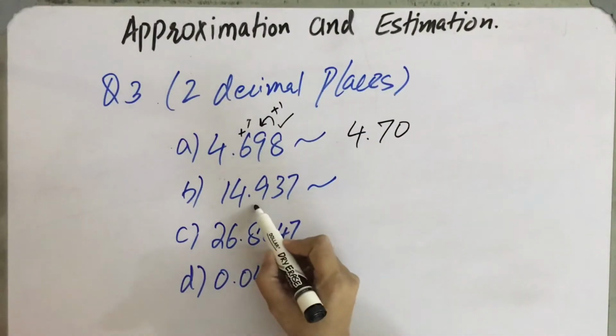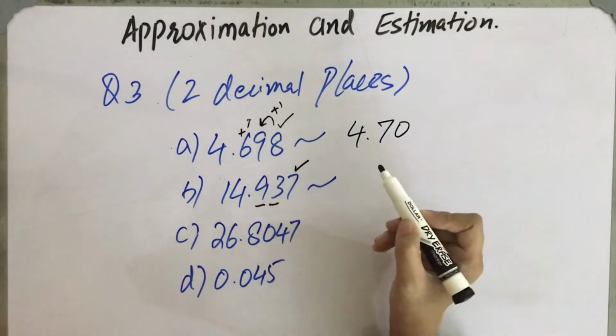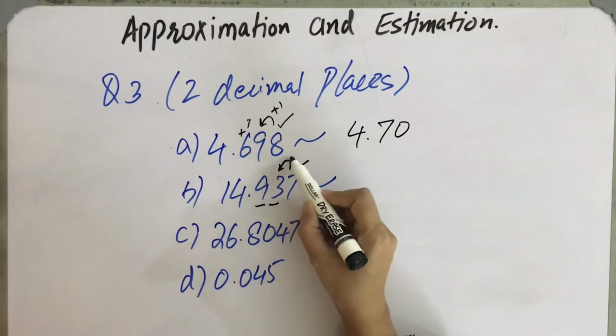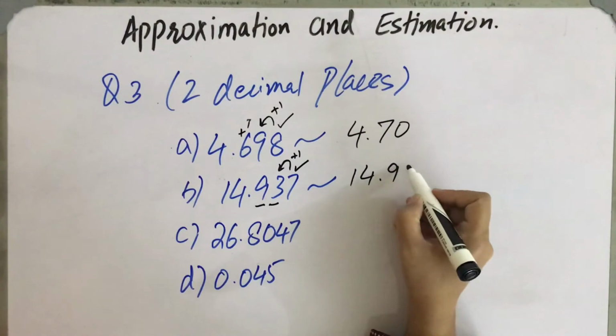Here we will have these two digits after the decimal, two decimal places. 7 will be studied. 7 is more than 5. It will give 1 to 3. 3 will become 4. Our final answer is 14.94.